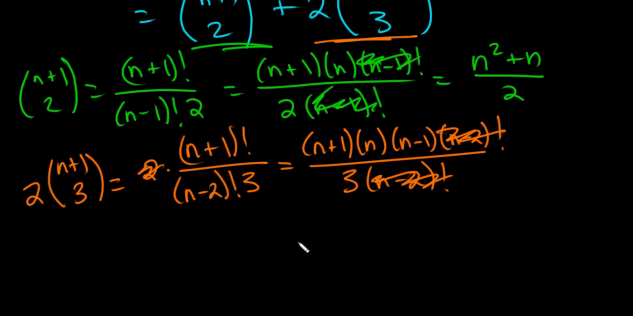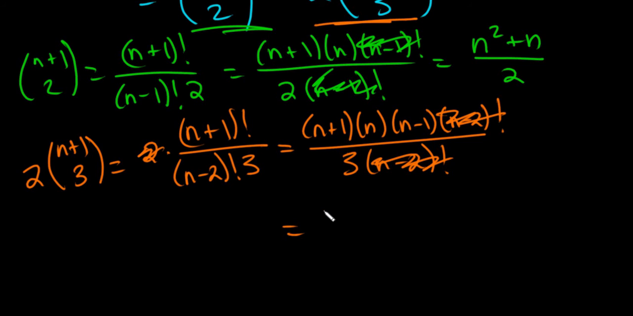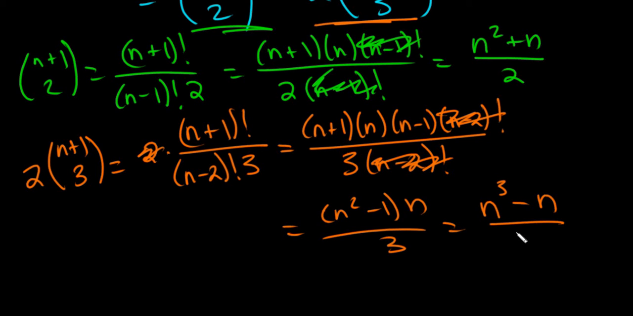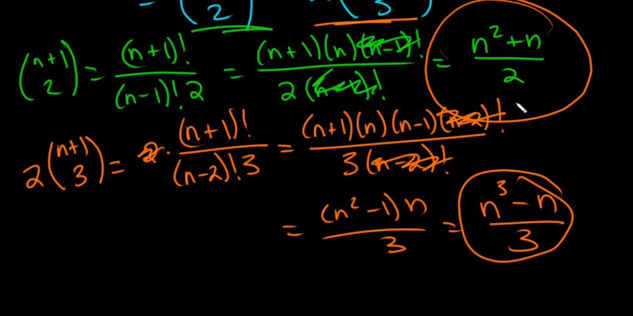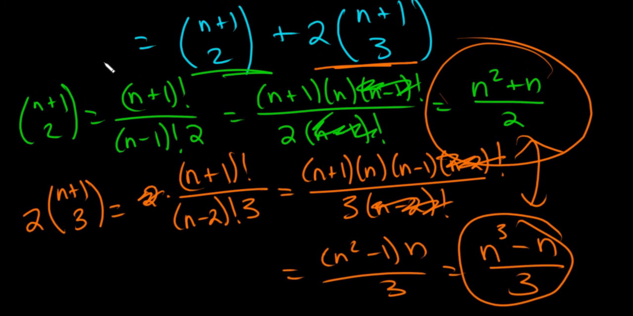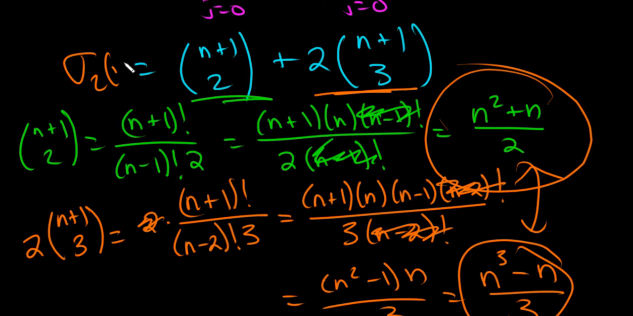So what I'm left with, if you expand out this polynomial, is (n plus 1) times (n minus 1), which is n squared minus 1, times n over 3, which is (n cubed minus n) over 3. Great, now all we have to do is add these guys, and we will have a formula for sigma 2 of n.